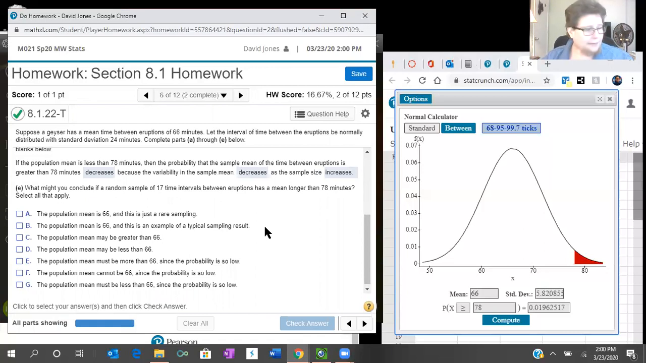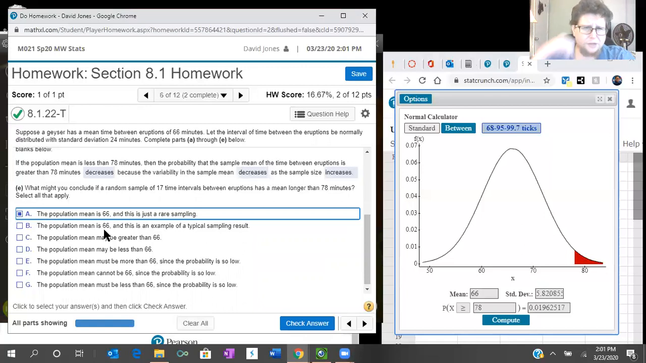Now this last one you might find a little tricky. You have to really stop and consider what might apply. What might you conclude if a random sample of 17 time intervals between interruptions has a mean longer than 78 minutes? So we've got to select all that apply. So the population mean could still be 66, and this just could be a rare outcome. It's possible. We could have drawn Albert Einstein picking a random person for intelligence. So that seems reasonable.